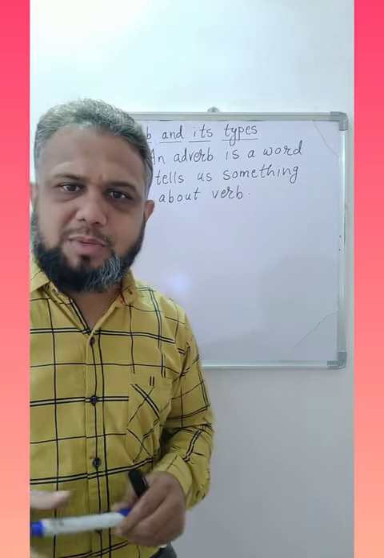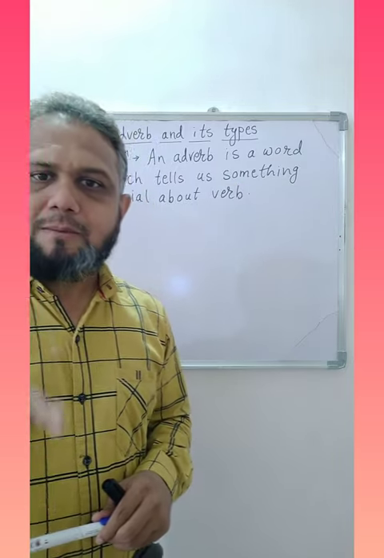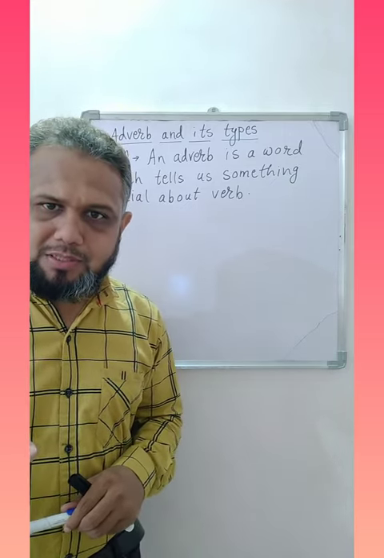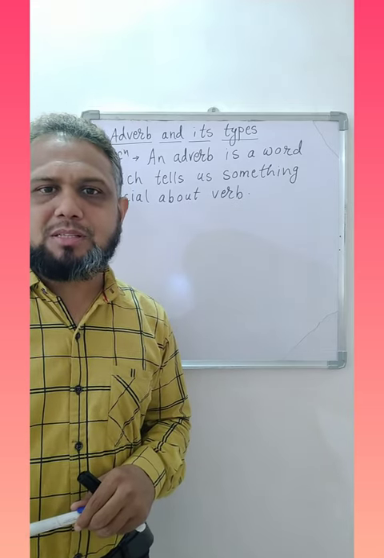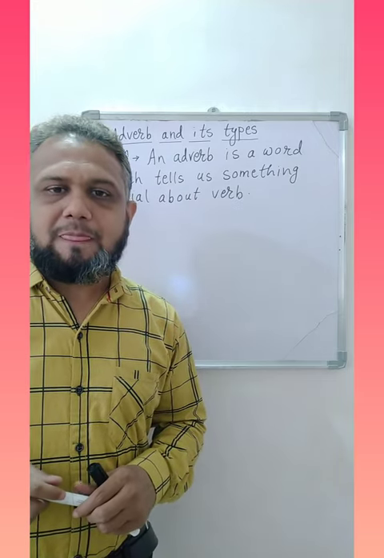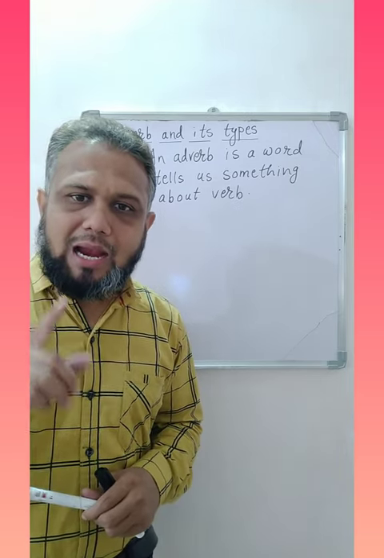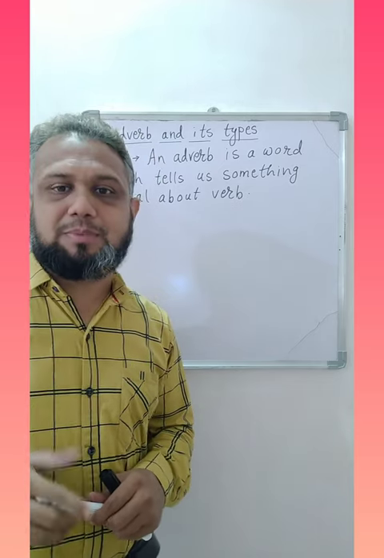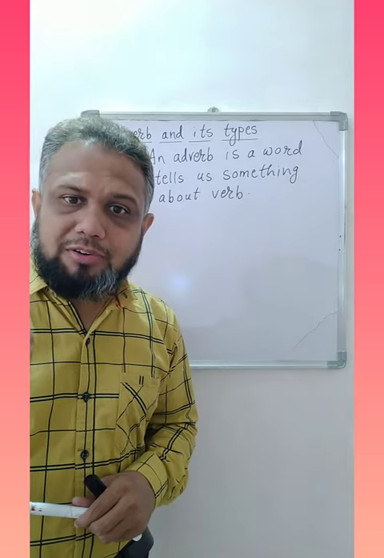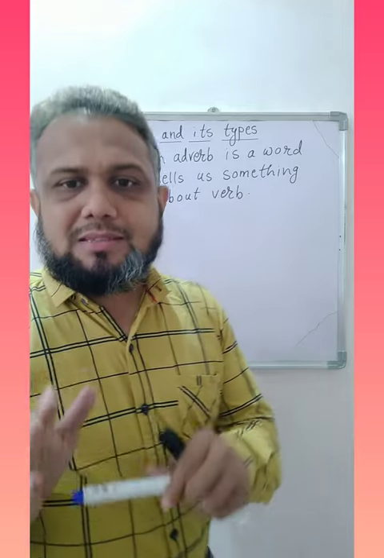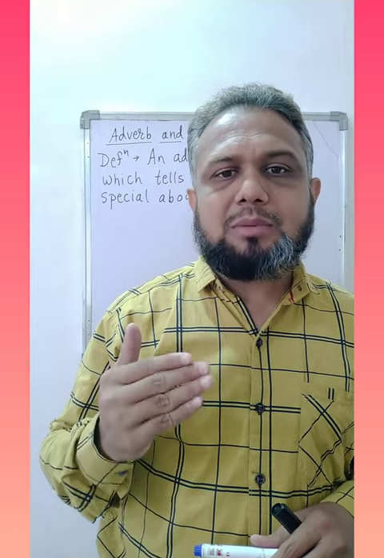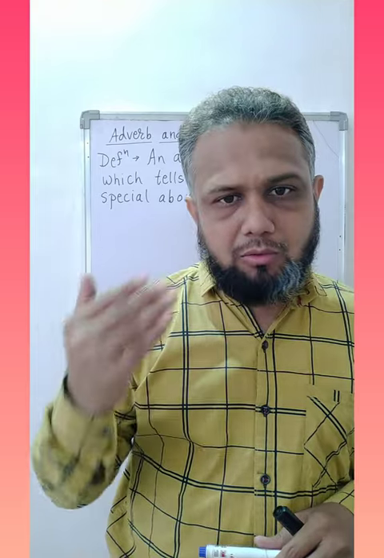Which tells us something special about verb means how the action happens, where the action happens, when the action happens, and how many times the action happens. In short, we can say that an adverb is an adjective of verb. An adverb is an adjective of verb because as the adjective tells us something special about noun and pronoun, the adverb tells us something special about verb.